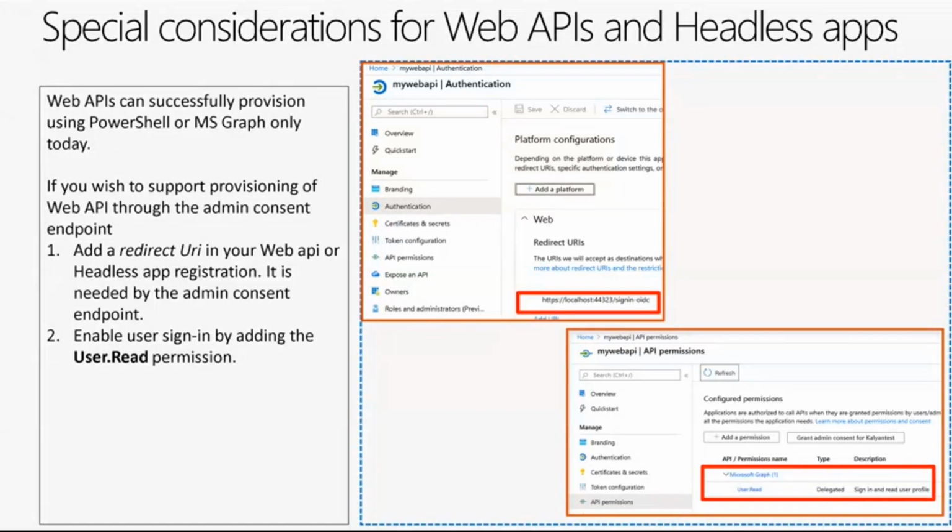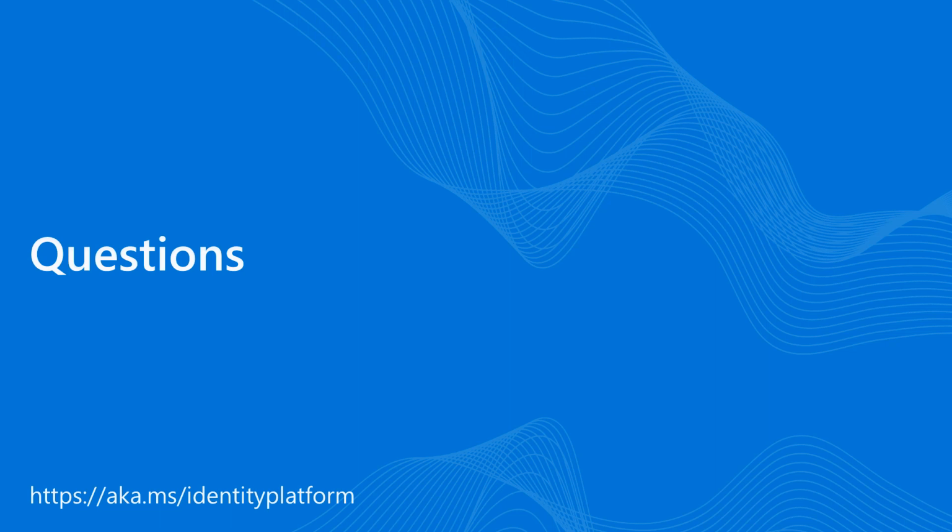You didn't need these two options. But to enable the admin consent endpoint, you have to make these two changes in your application for it to be able to be successfully admin consented using the admin consent endpoint by your end customer. Now, just because you added a user.read permission does not mean that you cannot add permissions for other APIs. You can have as many as possible, but user.read is required for the admin consent endpoint to function correctly. So taking a break here and asking for any questions.